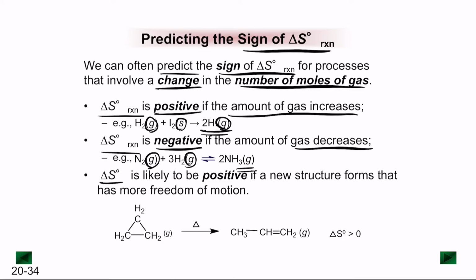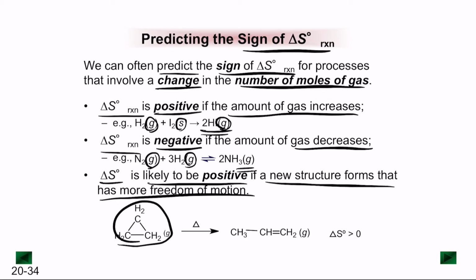So delta S is likely to be positive if a new structure forms that has more freedom of motion. Now notice that we have a constricted structure which results in a freer structure after producing some heat. So delta S is likely to be positive if a new structure forms that has more freedom of motion.